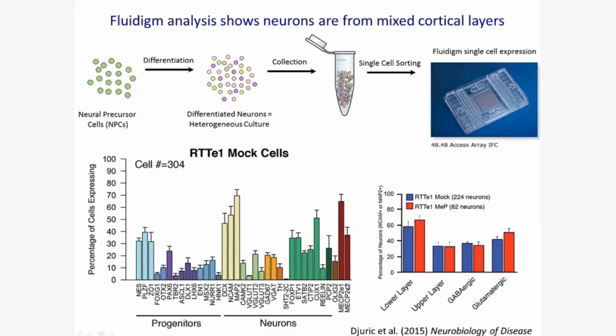Another approach to characterizing the resultant populations of cells includes looking at the RNA level. Here I'm showing an example of experiments that were done by the Ellis Lab, published in a recent paper in Neurobiology of Disease, where we performed single-cell gene expression analyses using Fluidigm technology. Particularly, we are able to sort individual live neurons and obtain RNA for looking at the expression of 48 genes in 48 cells per array.